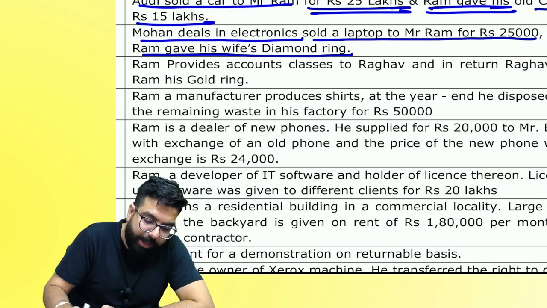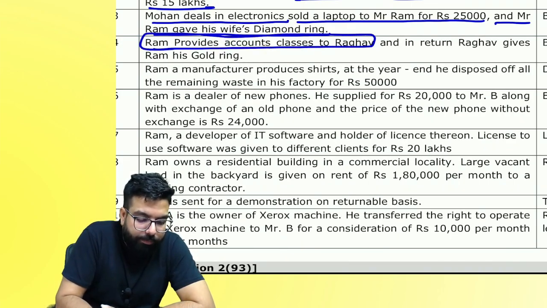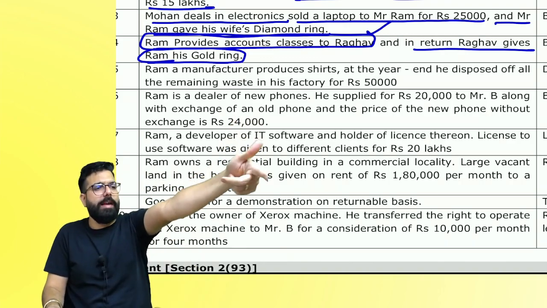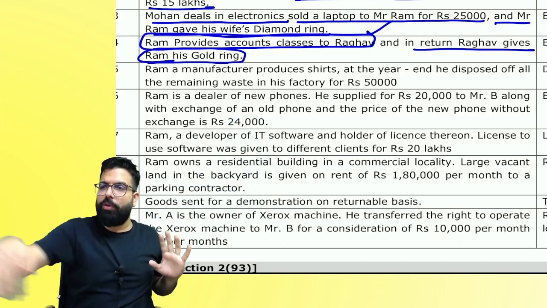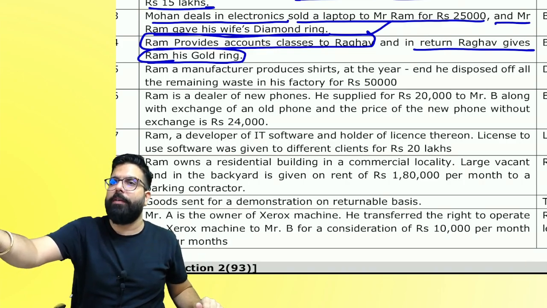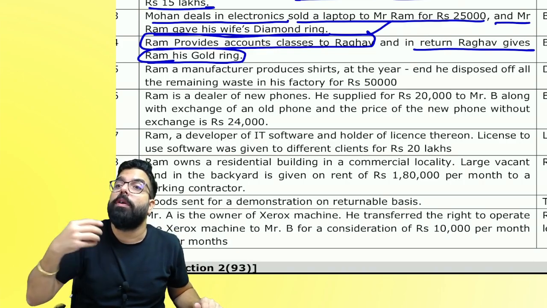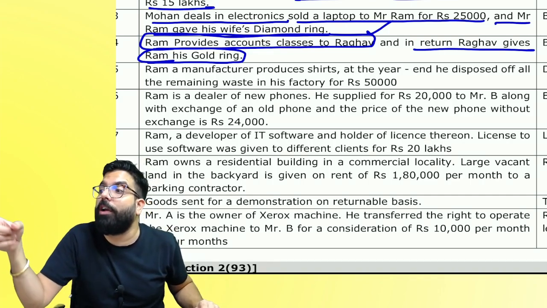Now, please see the next one. Ram provides accounting class to Raghav, and Raghav gives his gold ring. From Ram's point of view, I gave you class, you gave me your ring. Is it a supply from my point of view? Louder, everyone. Yes. From your point of view, you give me a ring. Why is it not a supply? Because that is not your business.